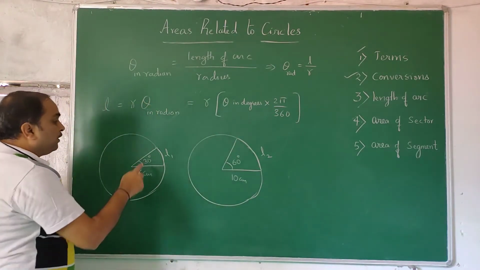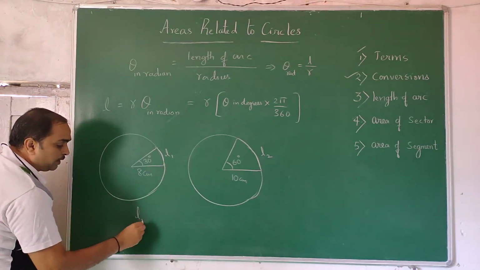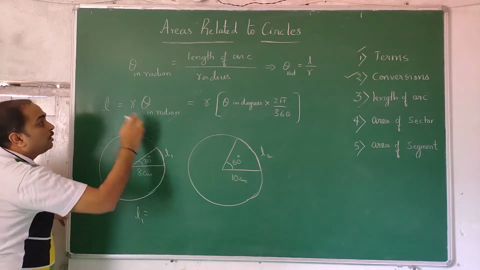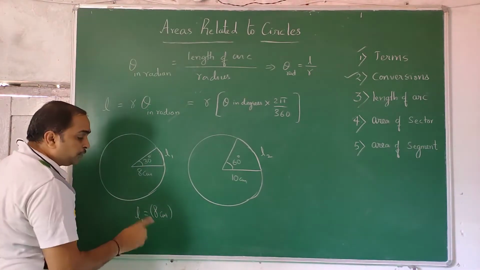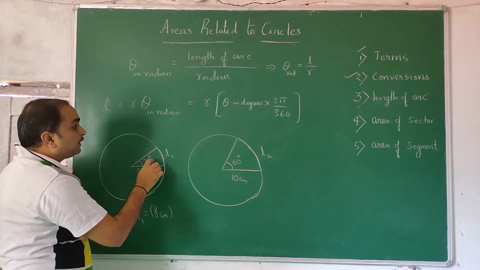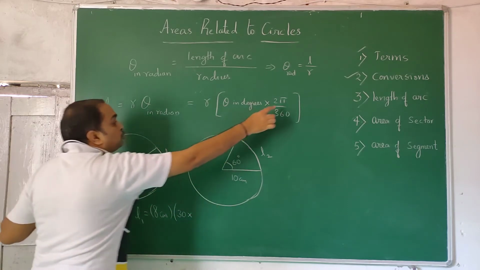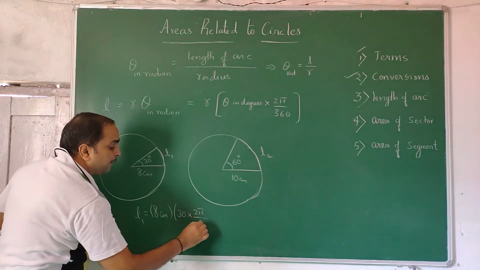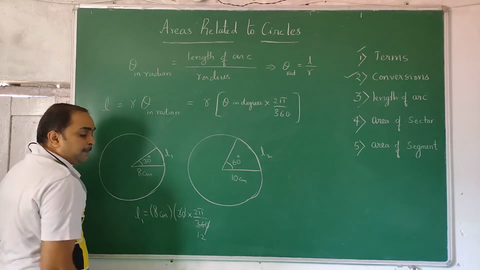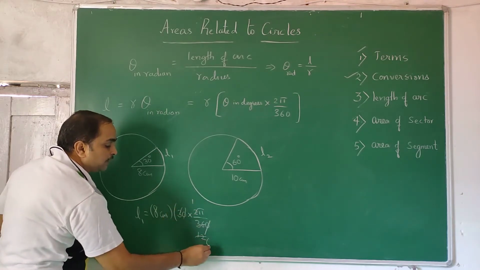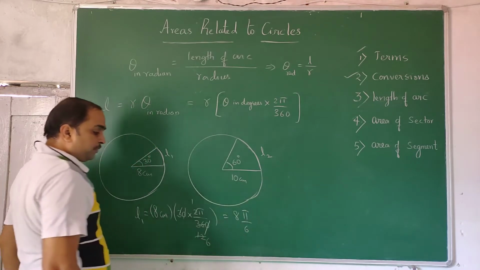For example, I want the length of this arc whose radius is 8 centimeters. So L1 is equal to R theta. R is 8 centimeters. The final answer comes in centimeters if you don't convert it. If you convert it, there is no problem. Then 30 degrees, because we don't have the angle in radians, you have to write 30 into 2 pi by 360. Zero zero gets cancelled. 3 1s are 3, 3 12s are 36. 2 1s are 2, 2 6s are 12. Pi by 6. So 8 pi by 6.